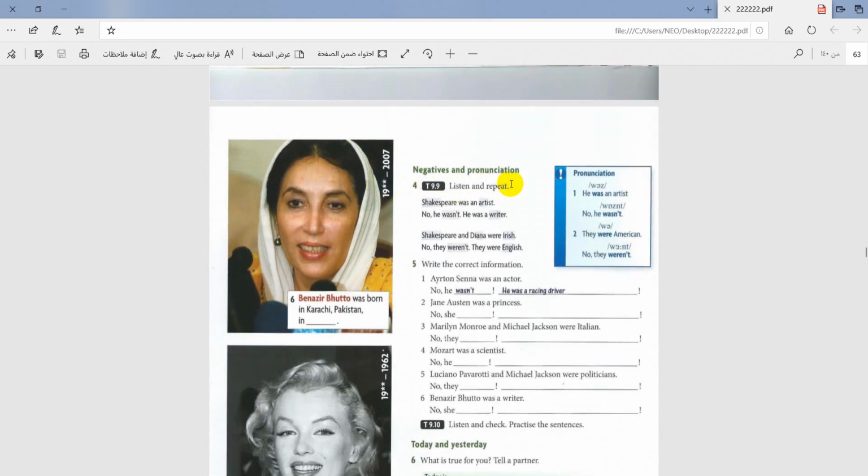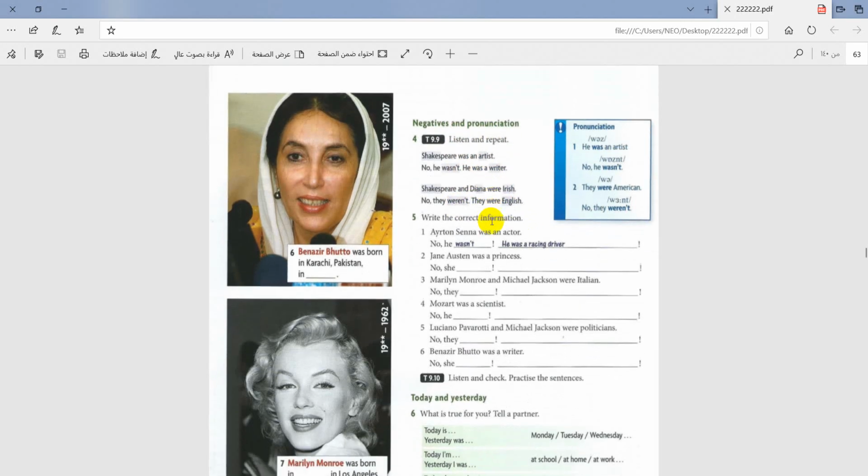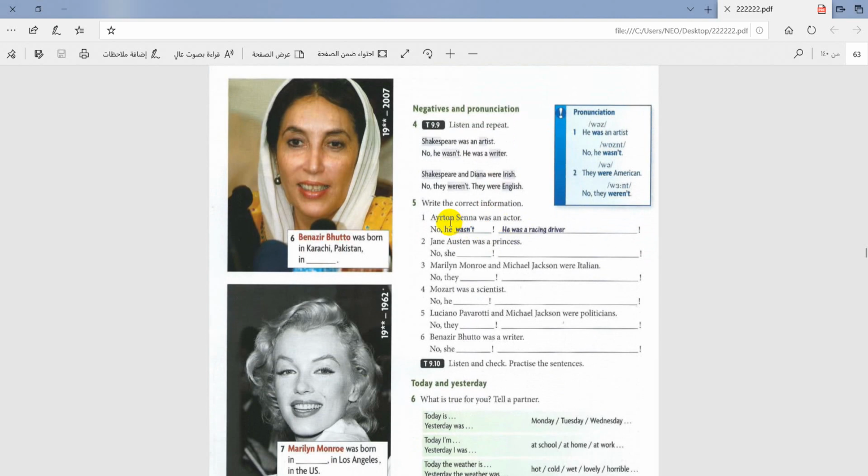Here we have negative and pronunciation. Listen and repeat. Shakespeare was an artist. No, he wasn't. He was a writer. Shakespeare and Diana were Irish. No, they weren't. They were English. Write the correct information. Now write the correct information about them.